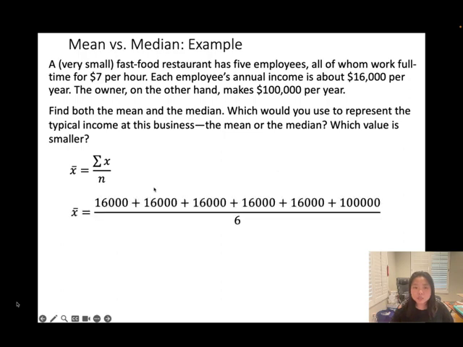So you have 1, 2, 3, 4, 5 employees plus the owner. Okay, add up all the data and divide by 6 people. Use your calculator, you should get 30,000. Okay, so this is going to be the mean.